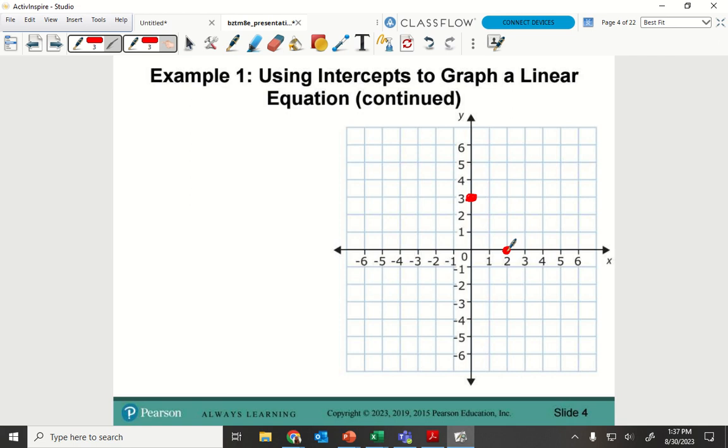And there is a rule in geometry. Between any 2 points, there's exactly 1 line. So in between those 2 points, I could just draw a line.